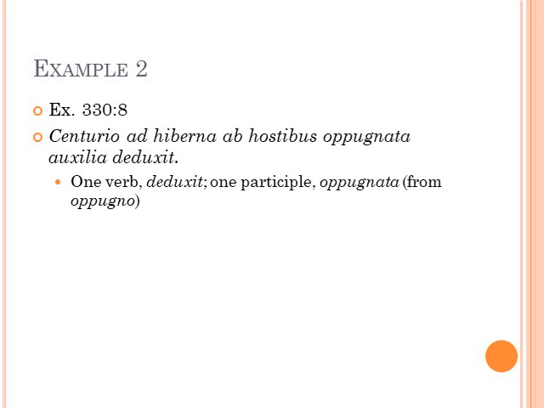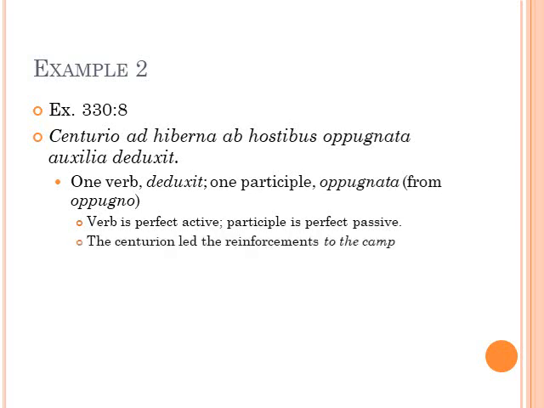What number is the verb? It's singular, right? What number is oppugnata? Well, it could be feminine singular, but in this case, it is neuter plural. So the verb, again, is perfect active, and I think that's what you're going to find a lot through these exercises, perfect active verbs, if they're indicative verbs. But the participle is perfect passive.